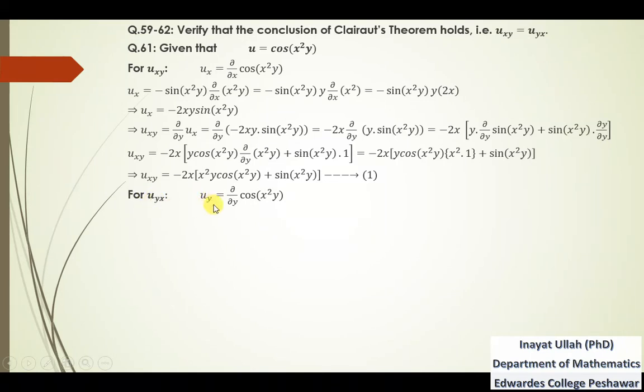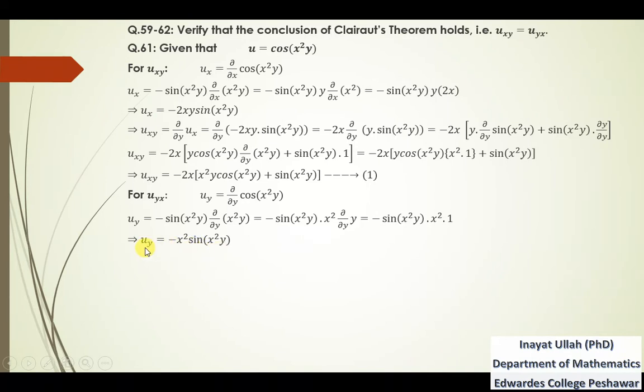u_y means the partial derivative of u with respect to y. The derivative of cos u is minus sin u, times the further derivative of this u with respect to y. With respect to y, x² is kept constant and the derivative of y is 1, so that is x² times 1. So u_y is minus x² sin(x²y).